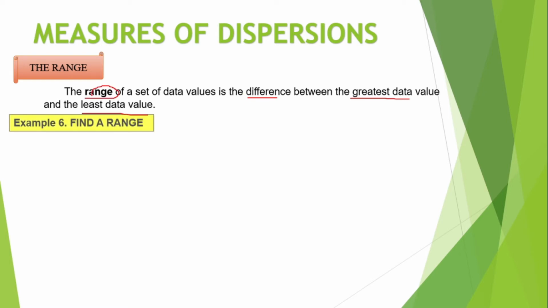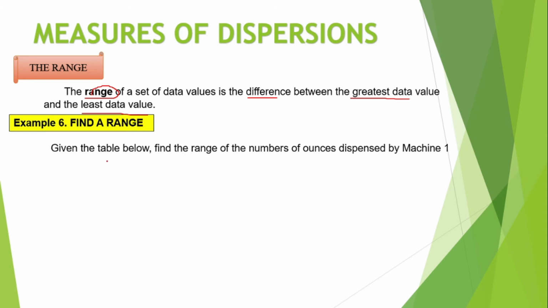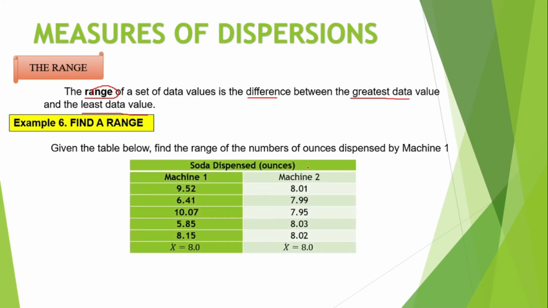So let's have an example. Given the table below, find the range of the number of ounces dispensed by machine 1. We have machine 1 and then machine 2. We need to focus on machine 1 to get the range of the number of ounces dispensed in this machine. So we have here 9.52, 6.41, 10.07, 5.85, and then 8.15. And if we get the mean of this, we get 8.0.